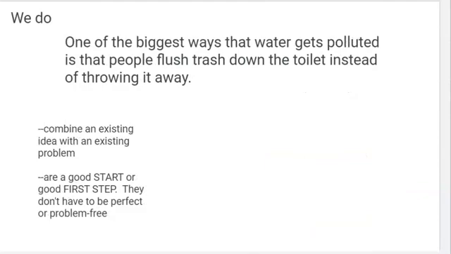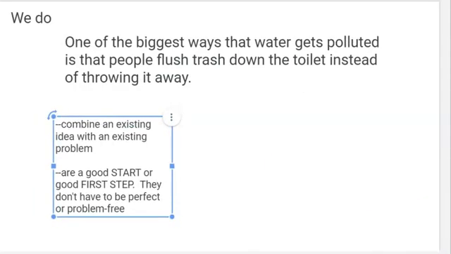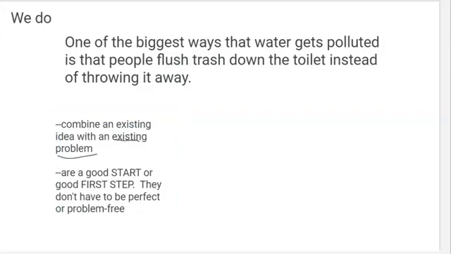Let's do one together. Here's another existing problem that we talked about. One of the main ways water gets polluted is that people flush trash down the toilet instead of throwing it away. People put gum down toilets. People who smoke cigarettes often put parts of cigarettes down the toilet. People throw Kleenex and paper towels, like they just throw stuff in a toilet instead of throwing it away. I don't know why they do that, but it is definitely an existing problem. It pollutes water, which makes the quality of water worse.